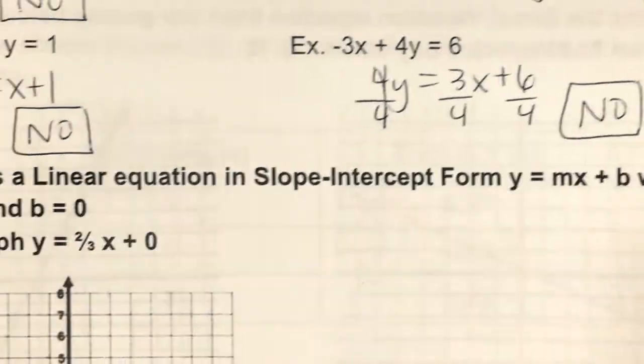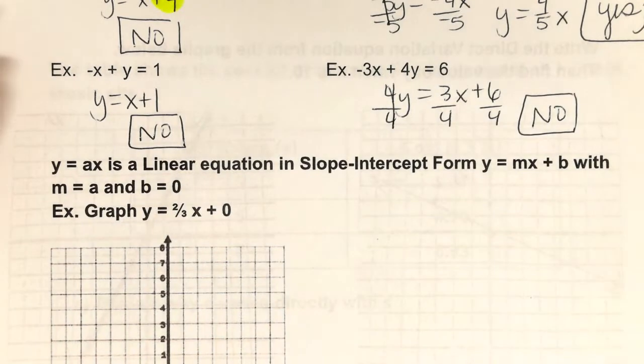Did you get no on both of them? Yes. Okay, any questions about what a direct variation equation looks like?